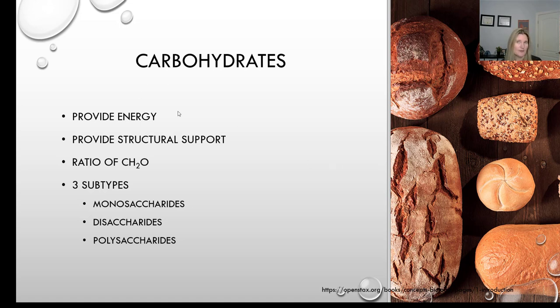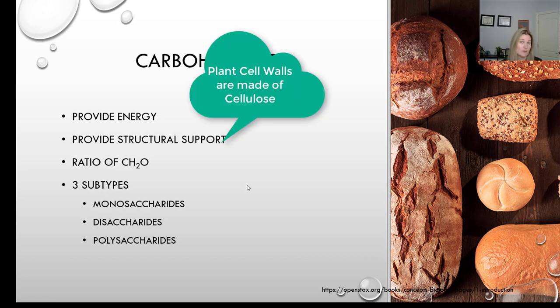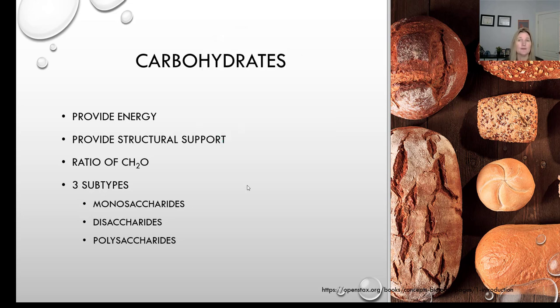But it doesn't just provide energy. It's not just used for cellular energy or converted to cellular energy, but it also provides structural support. So we'll talk about, for example, how plants have really complex carbohydrates that make their cell walls. And we'll talk about how that helps provide support and structure for the cells. So those are the 2 main functions of our carbohydrates: providing energy as well as providing structural support.